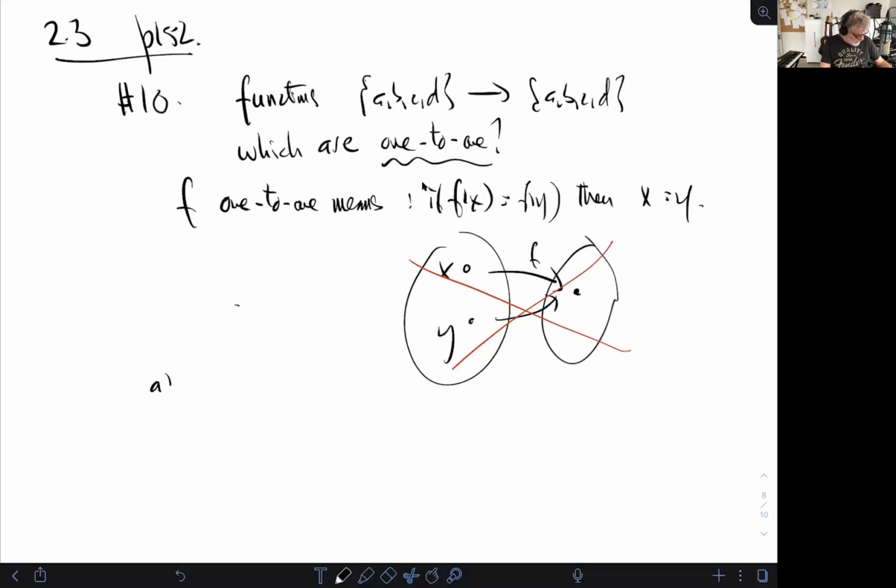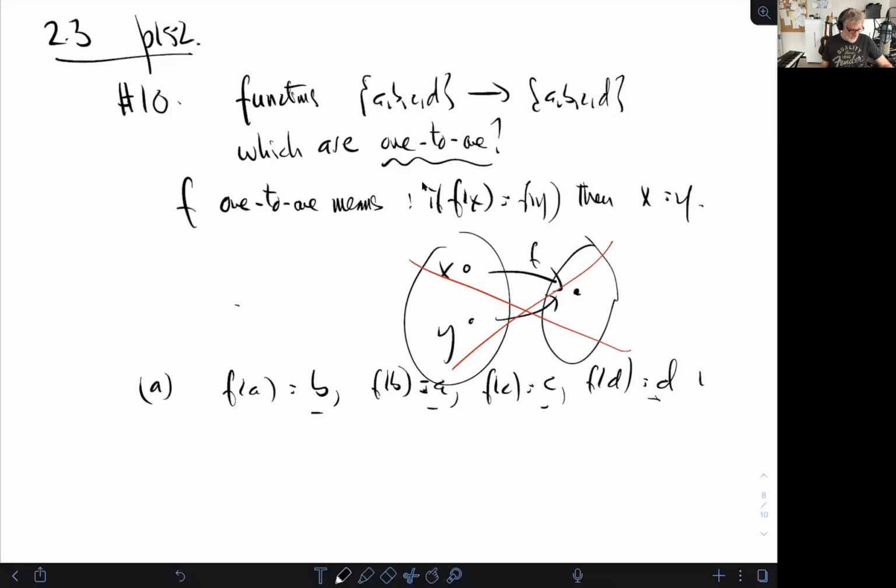Okay, so f of a equals b. I feel like I'm in an airplane right now. F of a equals b, f of b equals a, f of c equals c, f of d equals d. If you look at the 4 outputs of the function, b, a, c, d, they're all different. So yes, this function is 1-to-1. Okay. If you're bored, I'm sorry, I'm boring myself too.